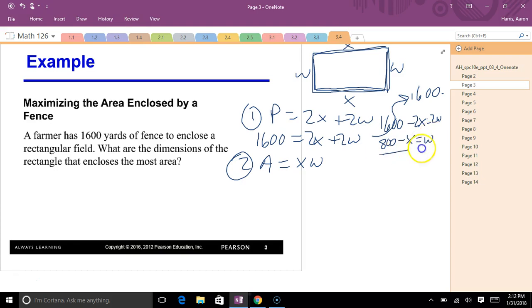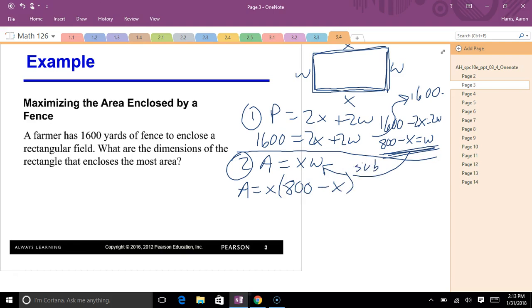Okay, so now that we have what W is equal to, we can just substitute it in, and then we'll build a quadratic in order to maximize the area. So area is the length X times our W now. What we did is we took our perimeter and solved for W. W is in terms of the length, 800 minus X. So we just substitute in and multiply this through: 800x minus x squared. But I'm going to put this in standard form with the negative x squared first, plus 800x.